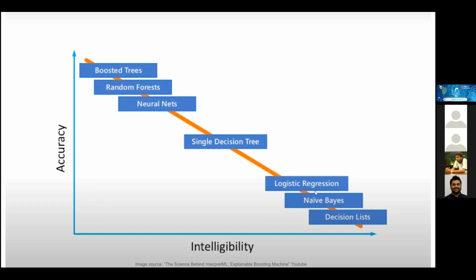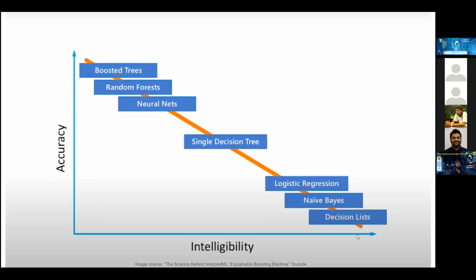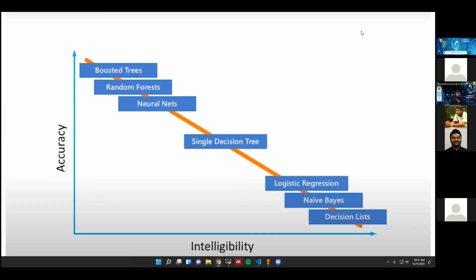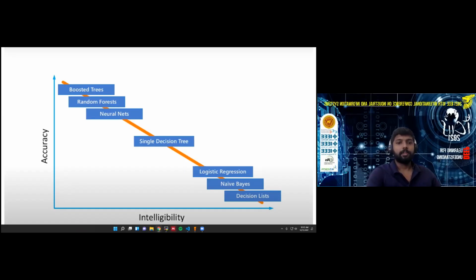So there is a trade-off between the accuracy and the intelligibility of the models. Machine learning methods like neural nets and random forest seem to have high accuracy, but at the same time their explainability or intelligibility is somewhat less. On the other hand, methods like logistic regression and naive Bayes are somewhat more intelligible, but their accuracy is somewhat less.